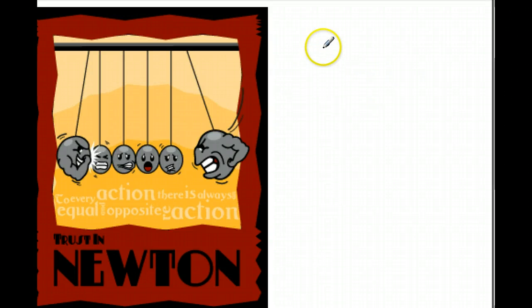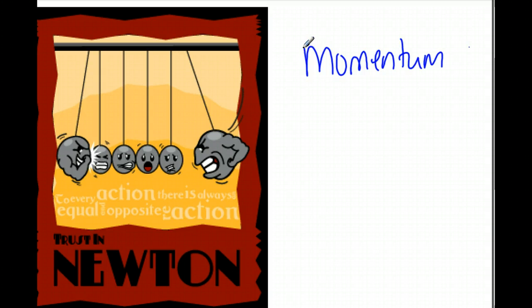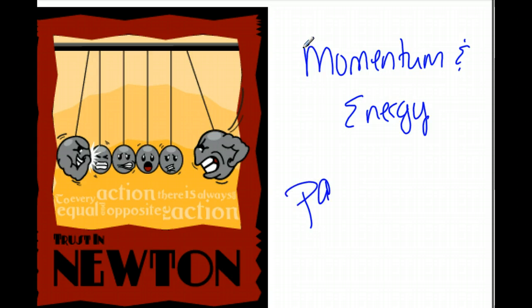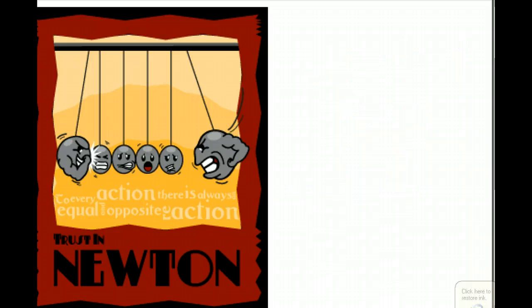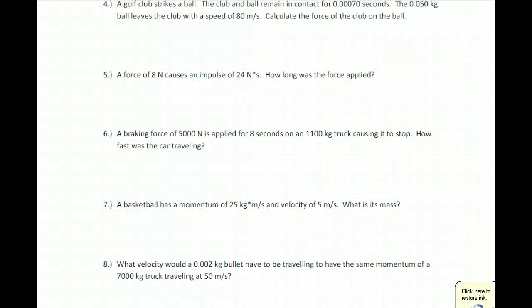All right, this is momentum and energy, Part 2. So we left off with number 4. A golf club strikes a ball.